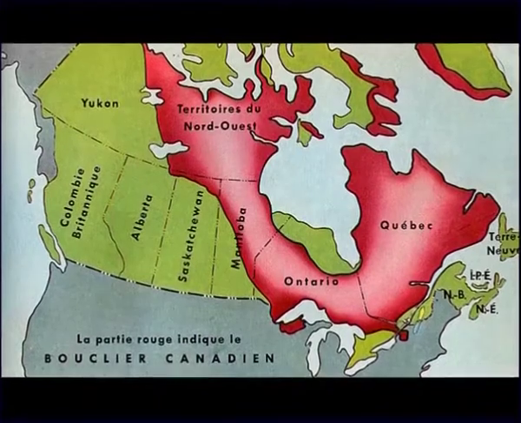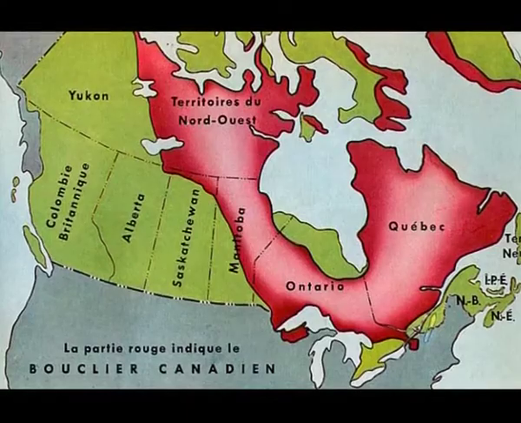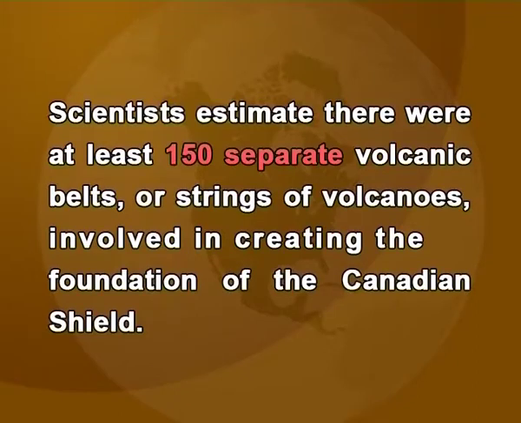The Canadian Shield has a greater land area with fewer people living in it than any other geographical region on the North American continent. This geographic region has some of the hardest and oldest rocks to be found anywhere in North America. Scientists estimate that there were at least 150 separate volcanic belts or strings of volcanoes involved in creating the foundation of the Canadian Shield. This region is the very first portion of North America to be pushed up above sea level.